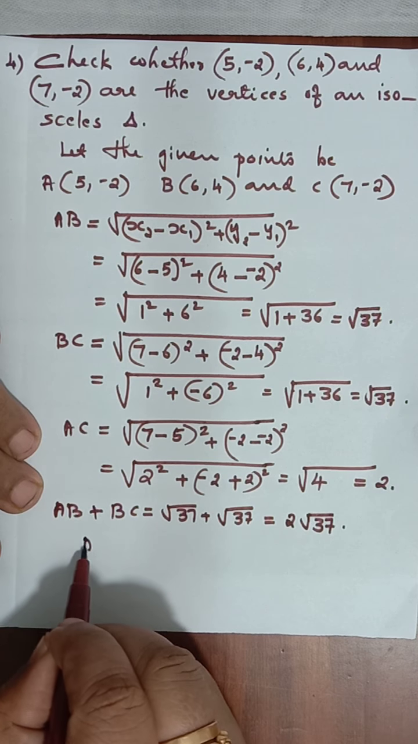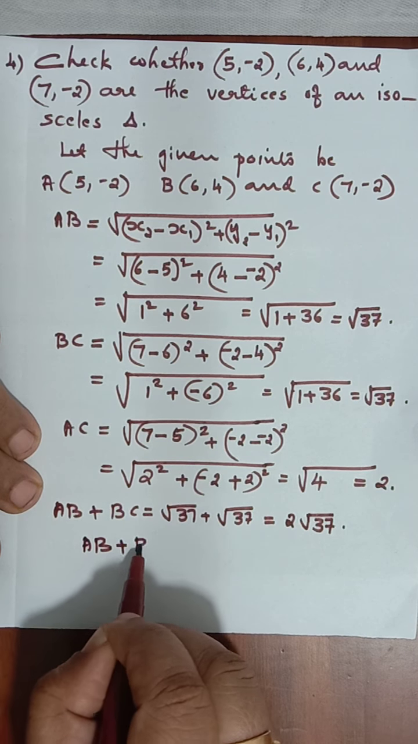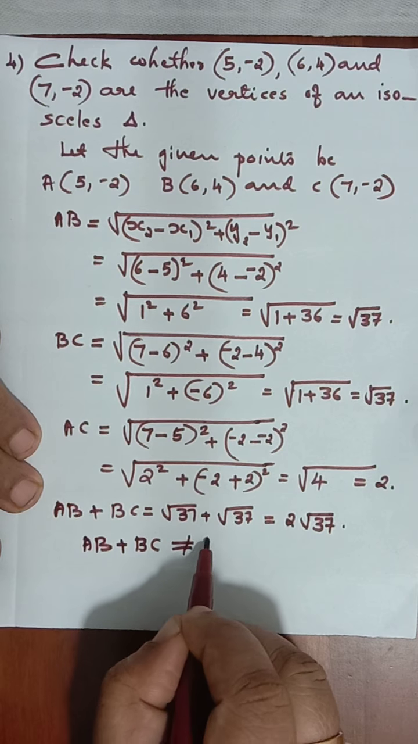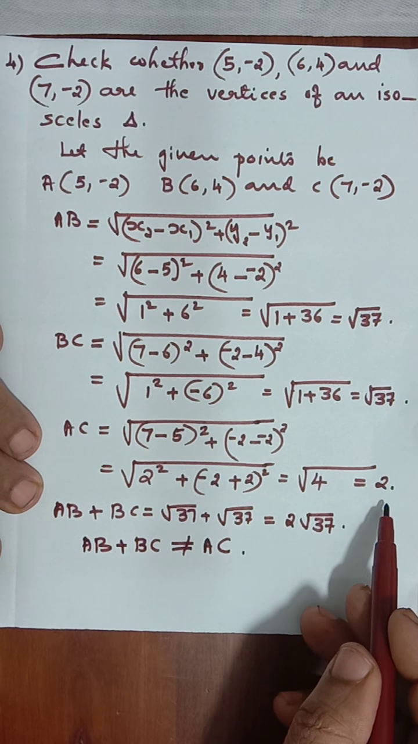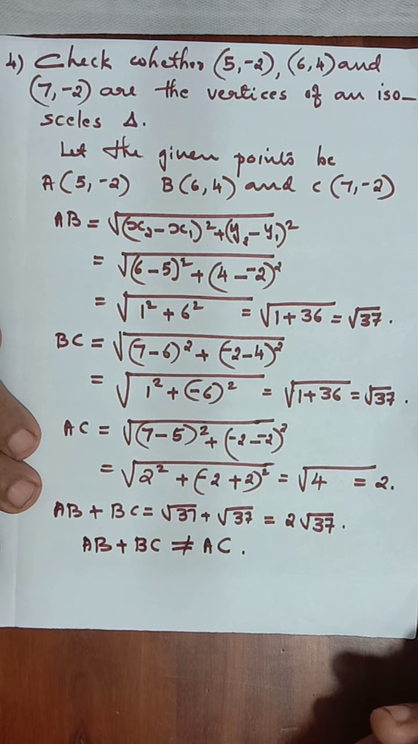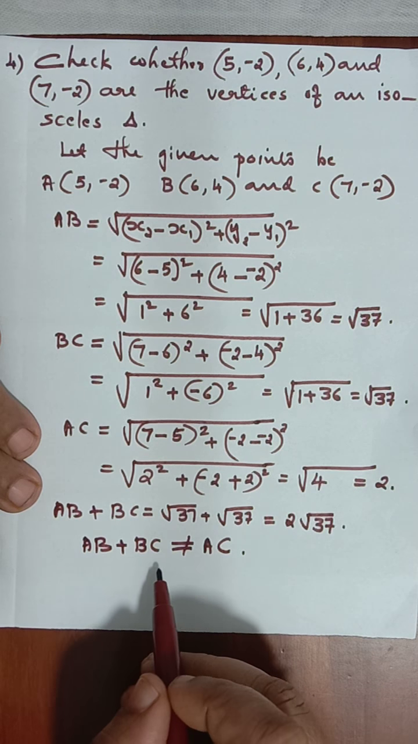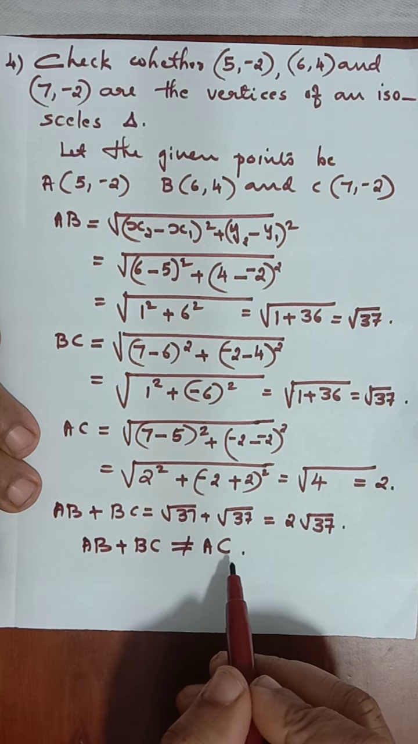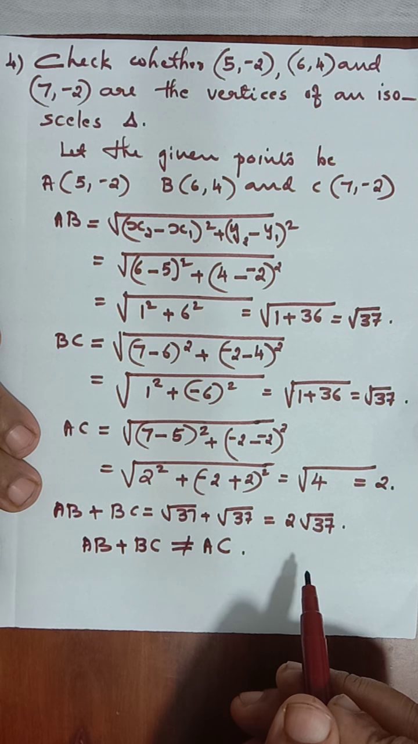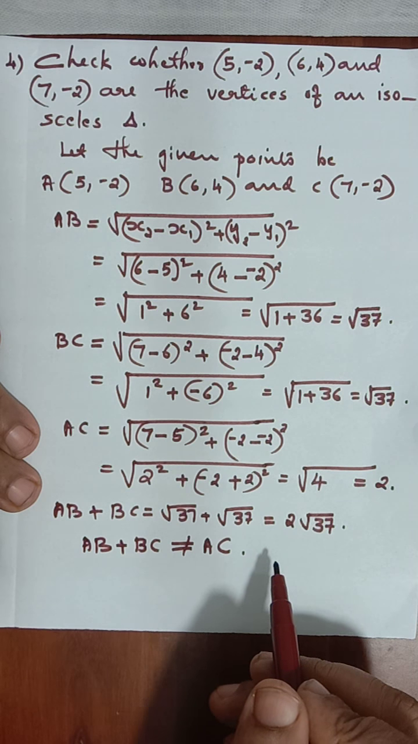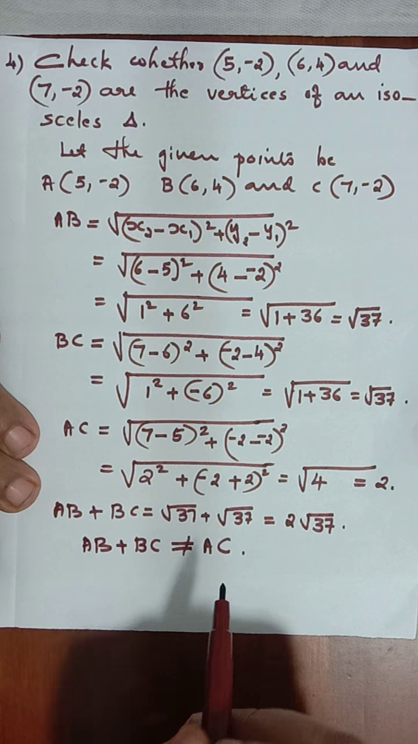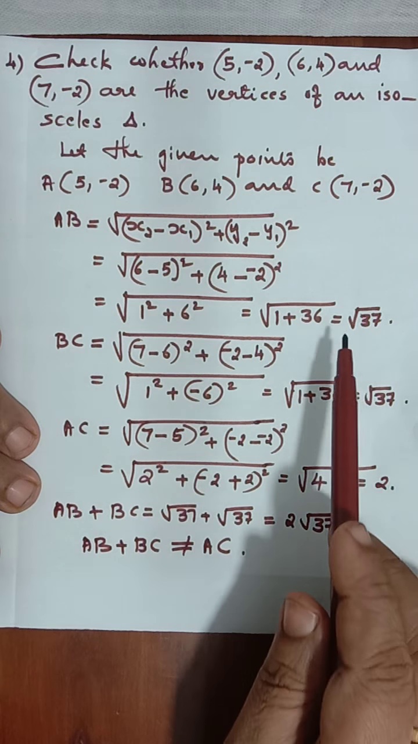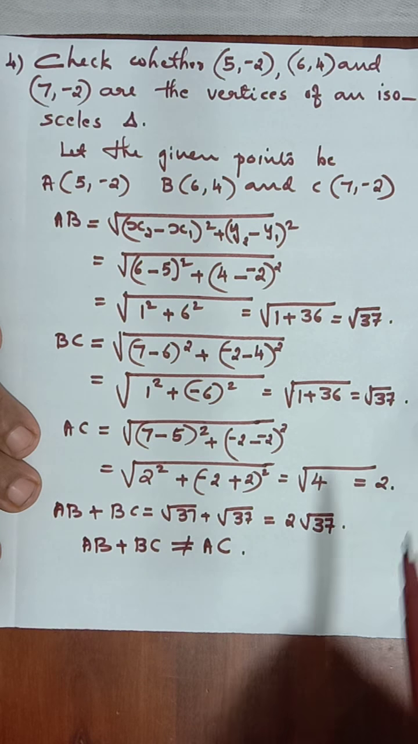So here we can say that AB plus BC not equal to AC. AC is 2. They are not equal. So what do we say? AB plus BC not equal to AC. Therefore, these points are non-collinear and they form an isosceles triangle since two sides AB and BC are same.